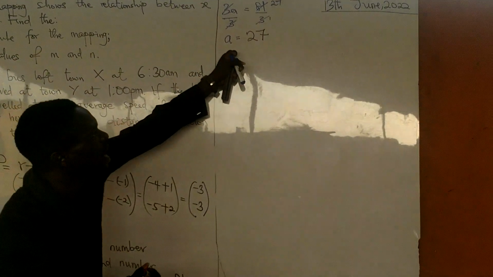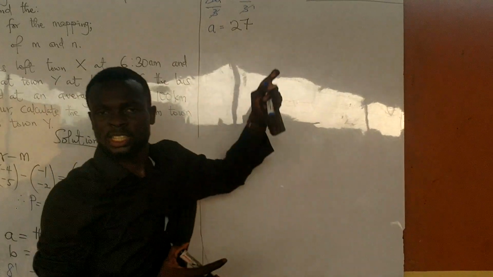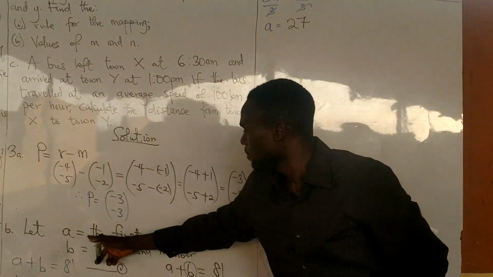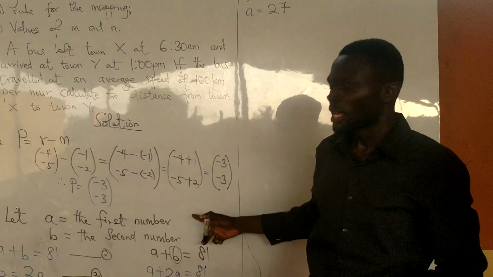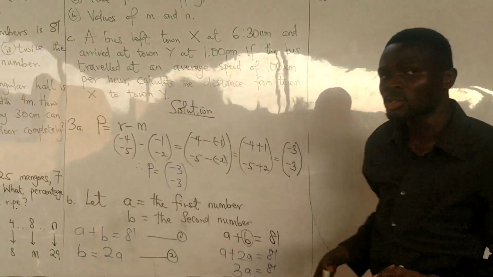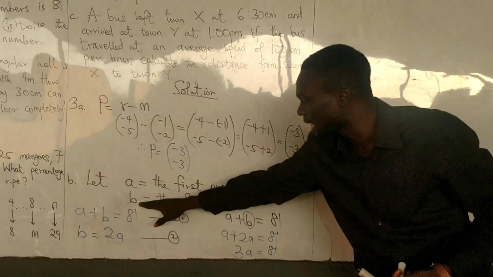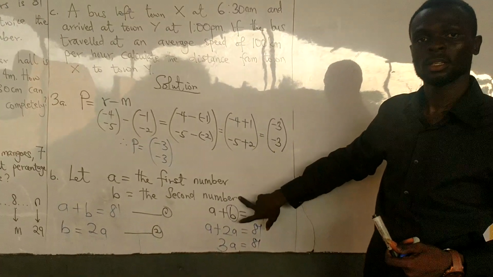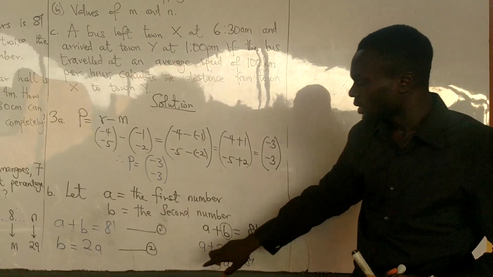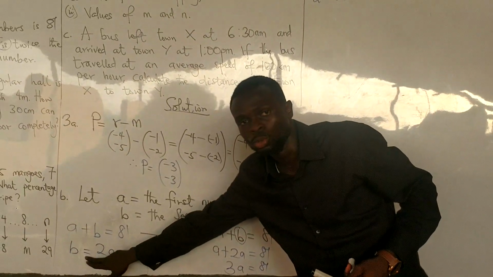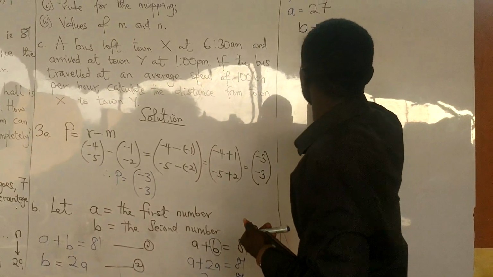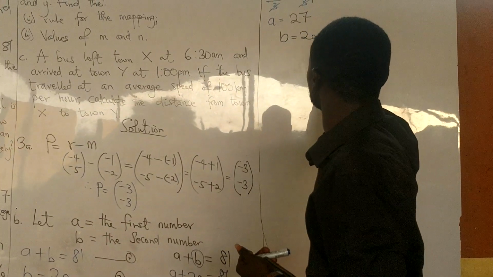And we've been able to find A, which is the first number, as we indicated that let A be equal to the first number. Now we have been asked to find the second number from the question. So how do we get the second number? The second number is B. And we were told that B is equal to twice the first number. So to find B, I am going to say B is equal to 2A.